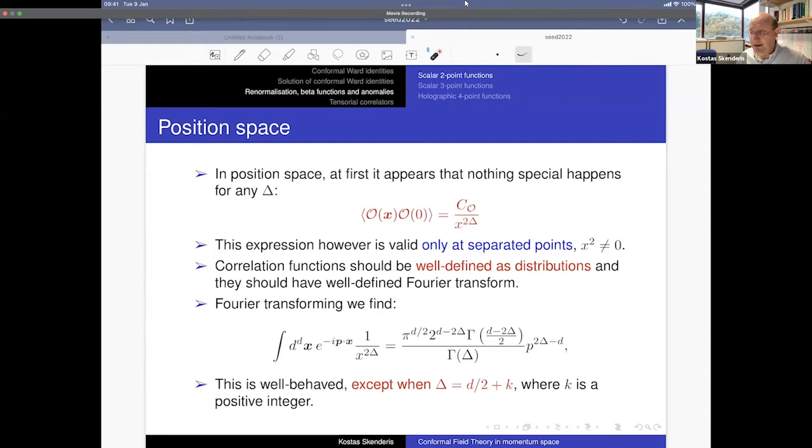So if you try to Fourier transform this, there is a well-known formula, which I give over here, but this formula contains a gamma function. So when the dimension takes the values I described earlier, the gamma function diverges, and this expression does not define a Fourier transform. This expression is well-defined everywhere except when this happens. When this happens, one needs to renormalize the expression. Now, for two-point functions, it is known how to renormalize in position space, but for higher-point functions, it is not known. So what I will describe in the next few slides, I will do directly in momentum space because that generalizes to higher-point functions.